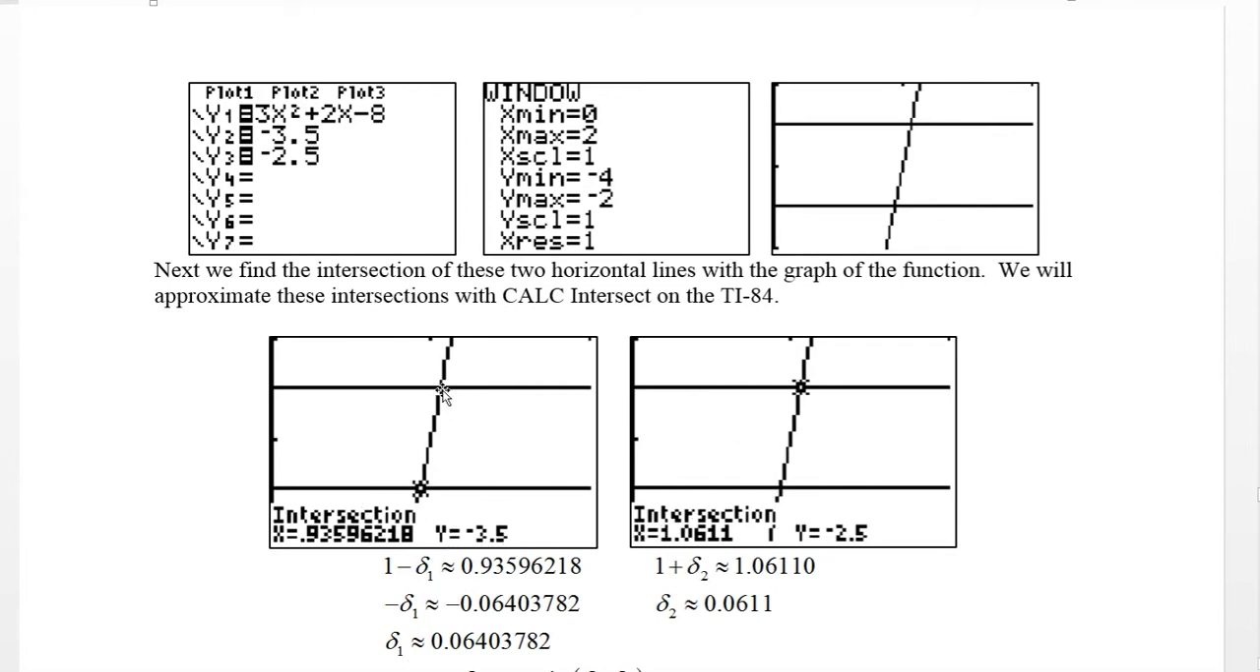Similarly, to find the other intersection, you'll again go to second trace, which is calc, choose intersect. Identify your 2 curves. This time you're going to choose y1, but then you're going to need y3. So after you hit enter, you're going to have to do probably down arrow to get to y3, and then you can continue. Put your guess close to where they cross, and then you can go ahead and find this point of intersection.